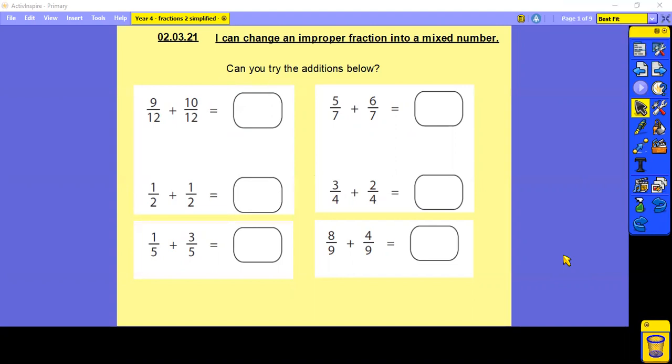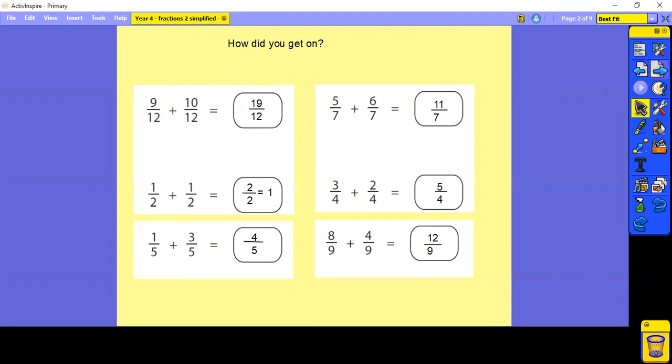So let's start by writing the short date and underlining, and then writing the learning objective: I can change an improper fraction into a mixed number, and underlining. Let's start off with trying the additions below. Pause whilst you have a try. How did you get on? So pause this whilst you mark your work.